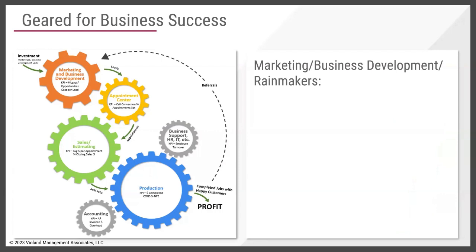The marketing or business development gear is at the very top of the machine. This is what we sometimes call the rainmakers. This is the function that brings the leads in. So as a business owner, at the top of the machine we make an investment in our business. This investment is in the form of our marketing budget or our business development costs. And what ends up happening is the marketing or business development function takes those investment dollars and turns them into leads.